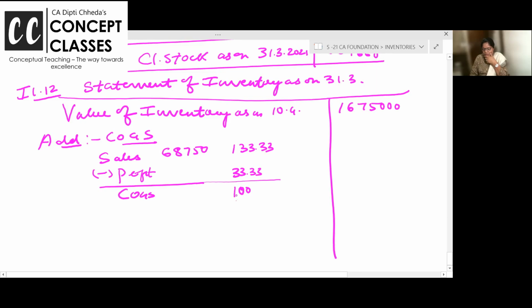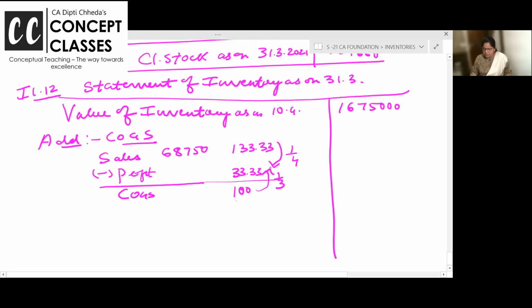Cost is 100, profit is 33.33, so 133.33. Now what I was teaching all of you, dear students: on cost, if the profit is 1/3, on sales it is 1/4. This is an additional concept. If you understand, good. Are you getting what I'm saying? On cost 100, the profit is 1/3. So on selling price, it will be 1/4. Is this clear to all of you? 1/4.